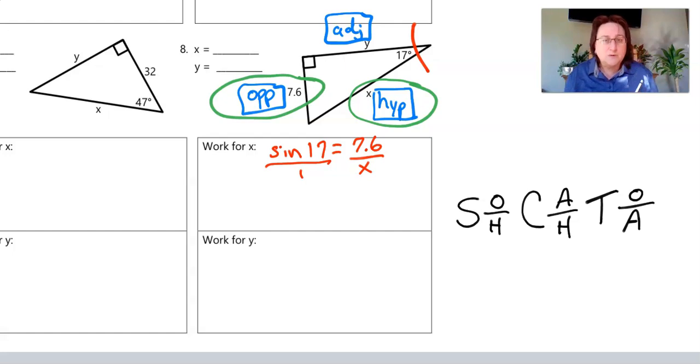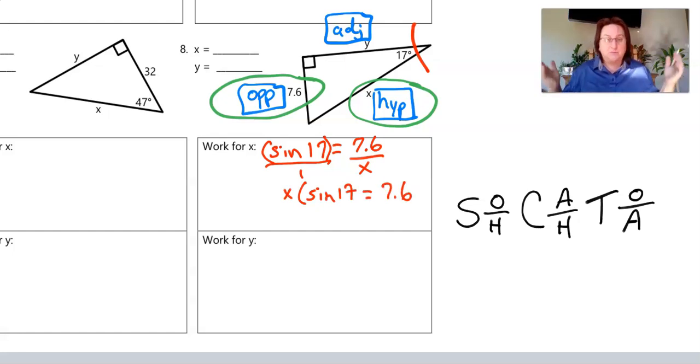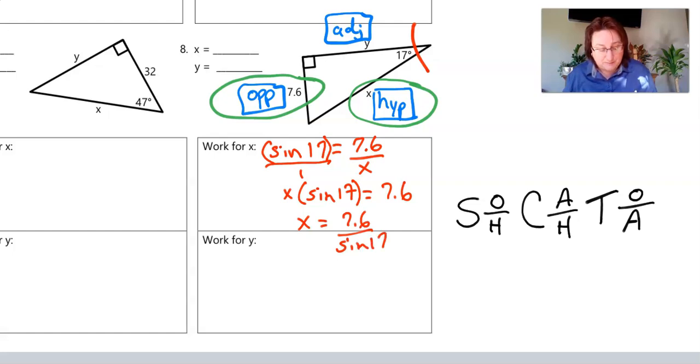I'm going to go ahead and work this one out with you guys. Okay, so when we multiply, remember this goes in parentheses. We're going to have x times the sine of 17 equals 7.6 times 1, which is just 7.6. And to get x all by itself, we have to divide both sides by the sine of 17. So x equals 7.6 divided by the sine of 17.